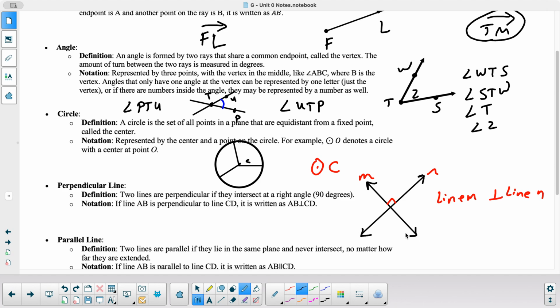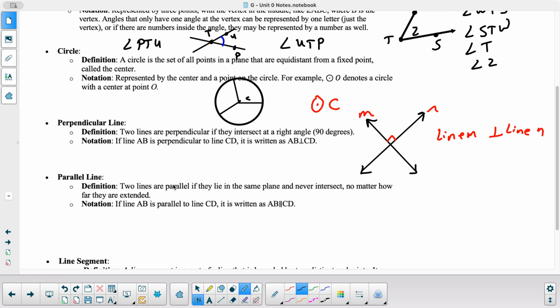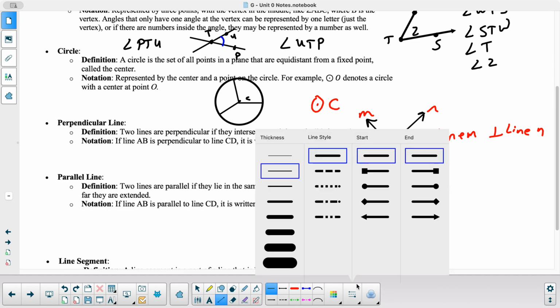So there you go. Parallel lines: two lines are parallel if they lie in the same plane and never intersect. When I say in the same plane, think of the same sheet of paper or the same chalkboard or dry erase board. You don't want them on two different boards facing different directions. The same plane, the same flat surface. So, here's this one. Here's one line.